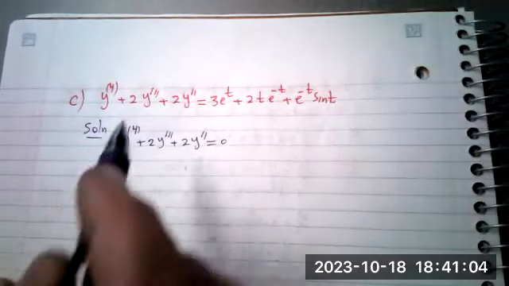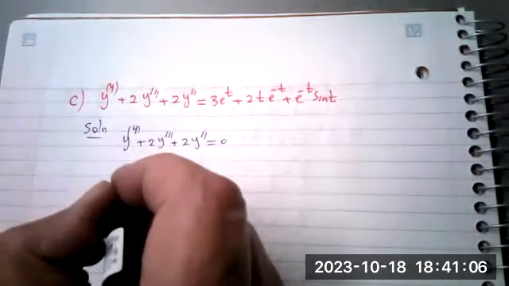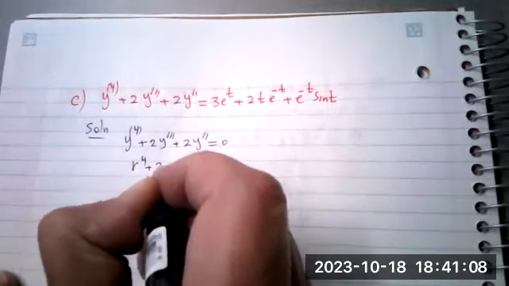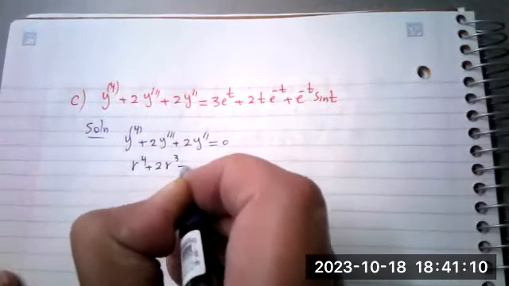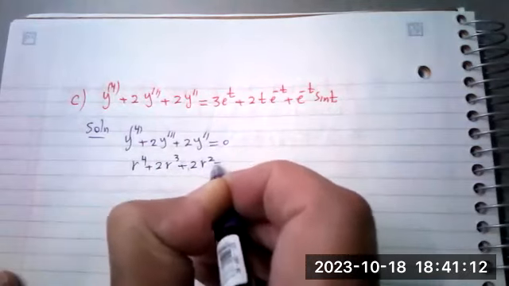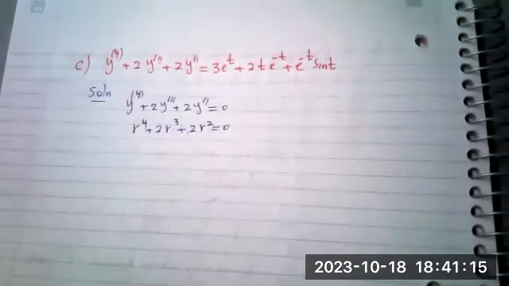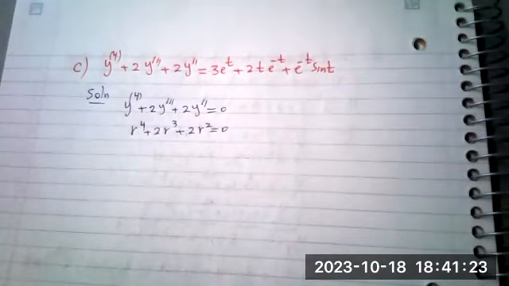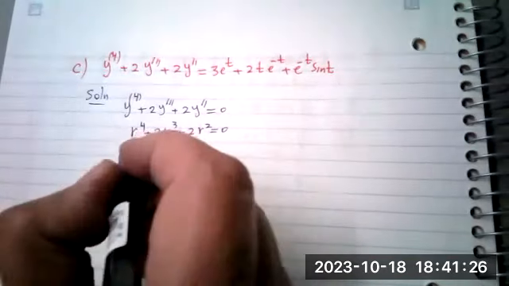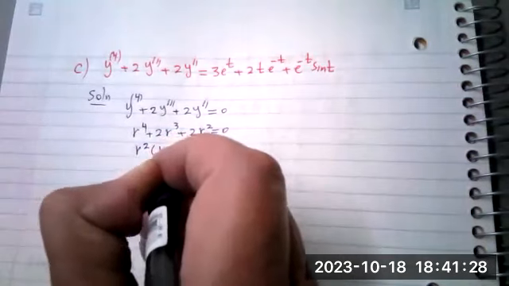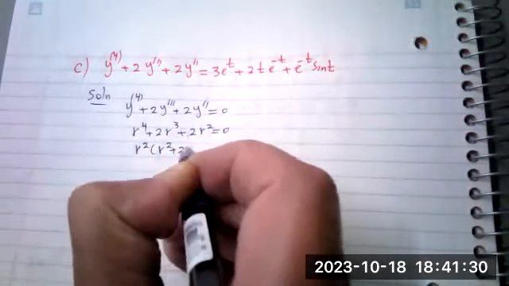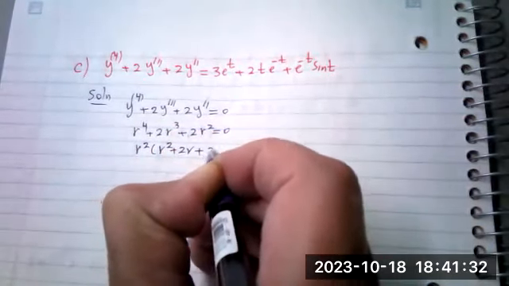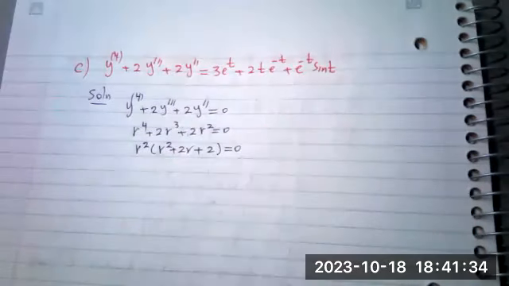Okay. So the characteristic equation would be r to the 4th plus 2r to the 3rd plus 2r squared equal to 0. You want to solve this equation. How can you solve it? Pull out r squared as a factor. So the left out is going to be r squared plus 2r plus 2 equal to 0.